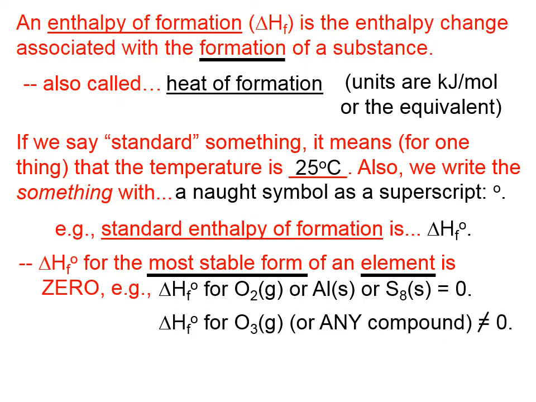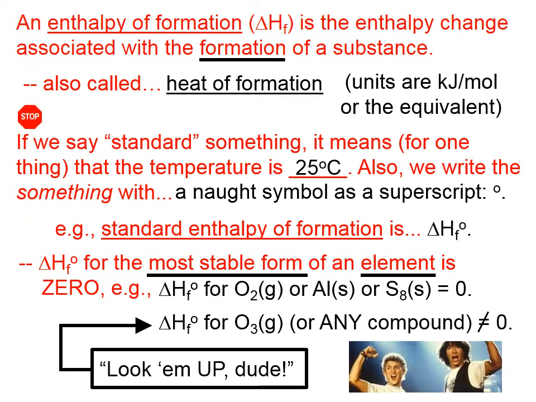If you have an element that's not in its most stable form, for example, ozone is an elemental form of oxygen, but it's not its most stable form at 25 degrees, or, more importantly, any compound, the delta Hf not is not 0. Now, if it's not 0, how do we find it? We look them up. And we'll need that later on.